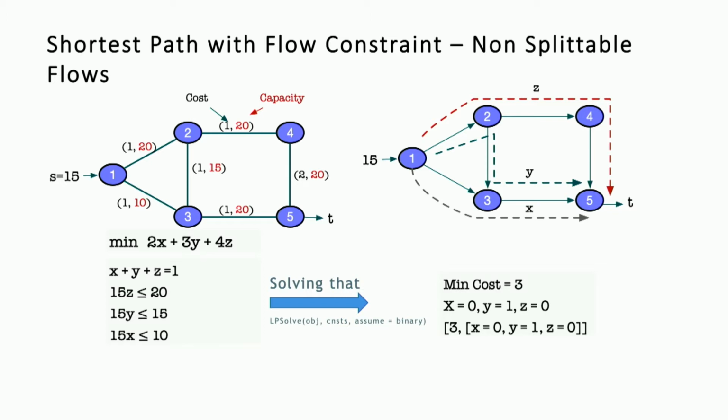You solve that problem, and the answer is 3 as the unit of cost, and Y is 1. So the best path in this case is 1, 2, 3, 5. That's how you solve a problem with non-splittable flows. If this had been a splittable flow, then you could have picked for the first 10, because the capacity available from 1 to 3 is only 10, you would have chosen 1, 3, 5, and for the remaining 5, the answer would have been 1, 2, 3, 4, 1, 2, 3, 5. That would have been the answer for a splittable flow problem.